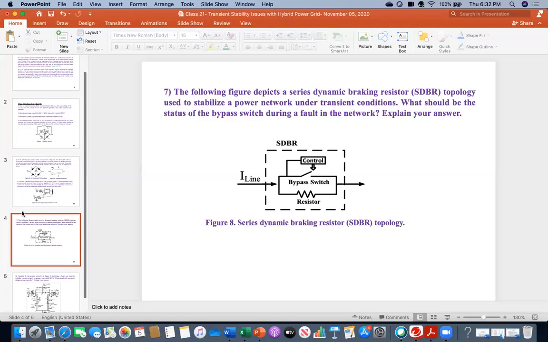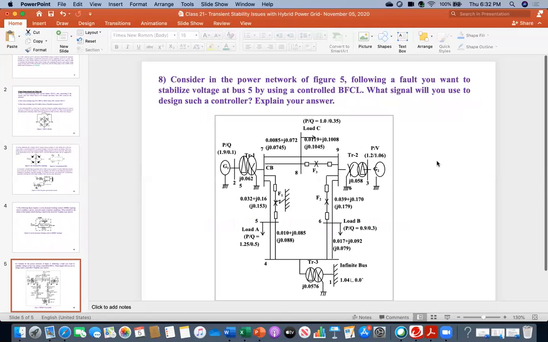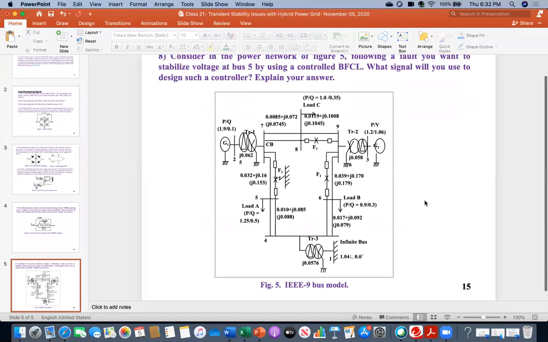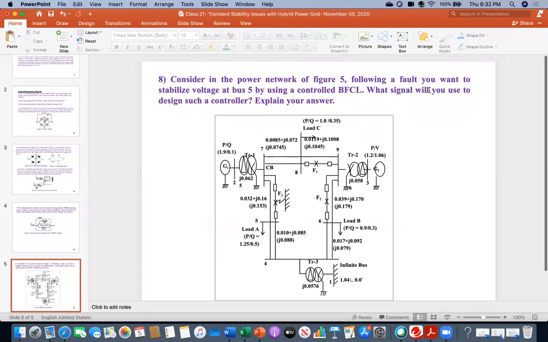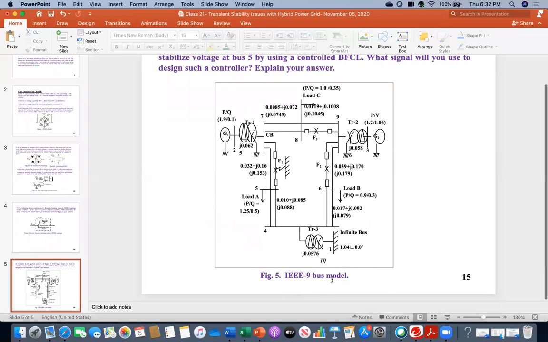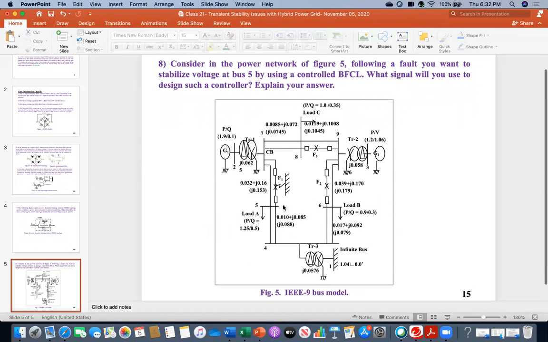Okay. Then the last question for the quiz was: consider the power network of figure 5. This was figure 5. Following a fault, you want to stabilize voltage at bus number 5 by using a controlled VFCL. So what signal will you use to design such a controller? This is the IEEE 9 bus system. There are 9 buses, and this is bus number 5.